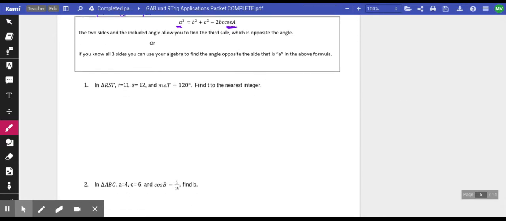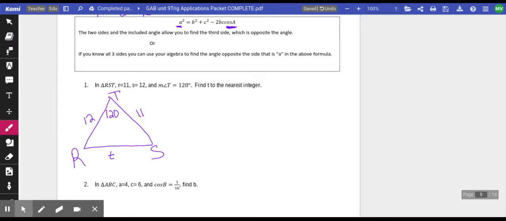In triangle RST, I'm going to draw a triangle. Capital R, capital S, capital T are my angles. Side r, which is opposite angle R, is 11. Side s, which is opposite angle S, is 12. And angle T is 120 degrees. I want to find side t to the nearest integer.